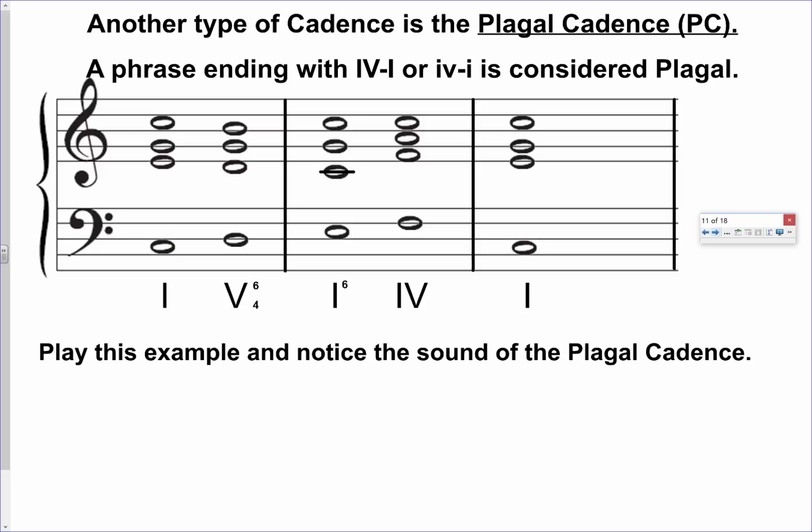Another type of cadence we reviewed is the Plagal Cadence, PC. Plagal cadences are phrases ending with a 4-1 major or 4-1 minor, and that is considered plagal. I will play these examples, and you will notice the sound of the plagal cadence. Let's listen. Two chords serve as our plagal cadence, going from major 4 to major 1 in the key of C major. Let's listen again.